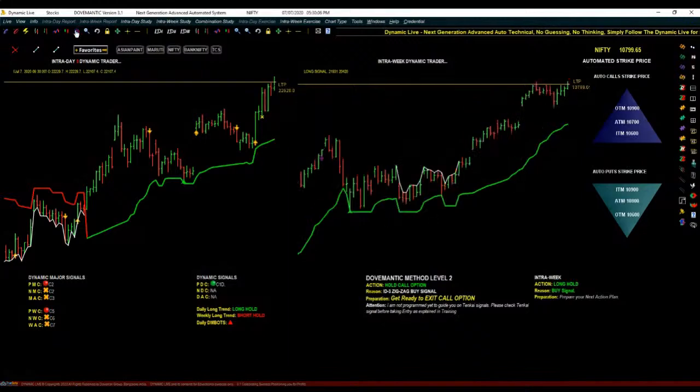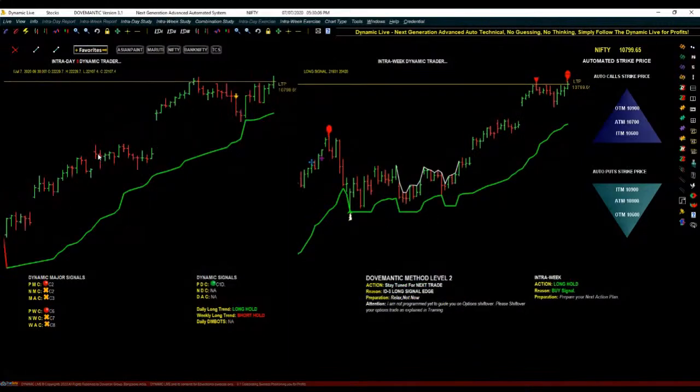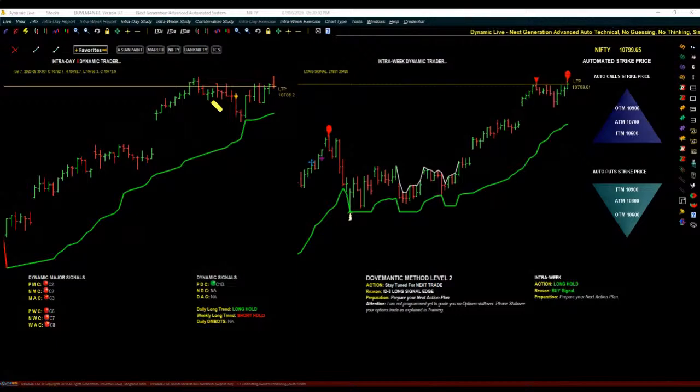I will zoom in a bit so that we can see things very clearly. So this is 9:30. This is the time at 9:30. You can see here, this is a point. Now at 9:30 in Nifty, is there any zigzag? No, there is no zigzag symbol at the bottom.